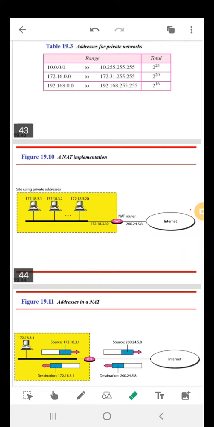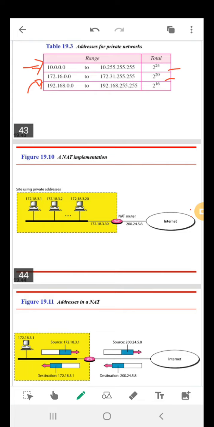That is the total of 2 raised to power 32 IP addresses. Out of that many IP addresses, some are classified as private IP addresses. Those are the IP addresses starting from 10.0.0.0 to 10.255.255.255. That is, in total we have 2 raised to power 24 IP addresses, and another set of IP addresses, that is 172.16.0.0 to 172.31.255.255, that is in total 2 raised to power 20.